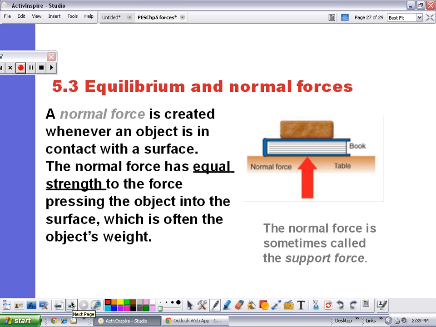So here you have, again, the normal force showing that's an equal strength to the force pressing the object into the surface. As I said, the downward force. Every time you walk, the floor pushes up on you as you push down on it, and it's usually at the same strength, unless you have an added force causing more motion.